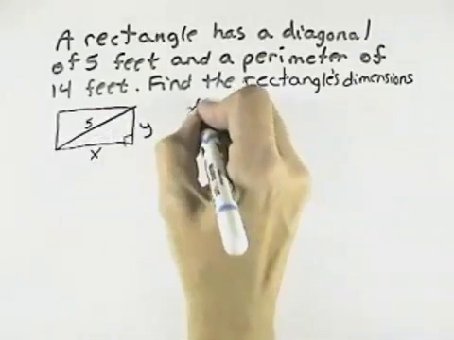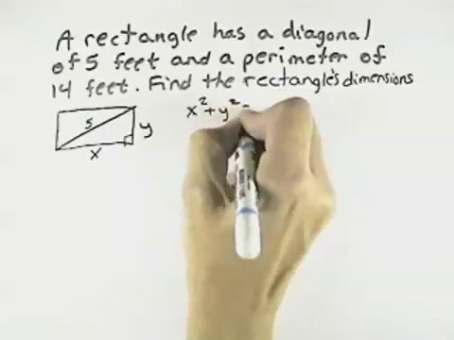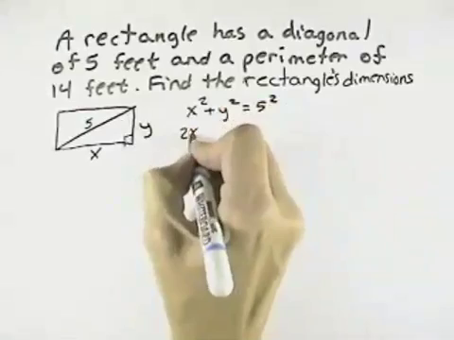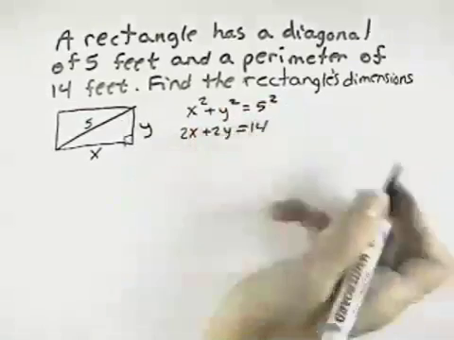So one equation I know I have is x squared plus y squared equals 5 squared. Then I also know that the perimeter is 14, so that means 2x plus 2y equals 14.